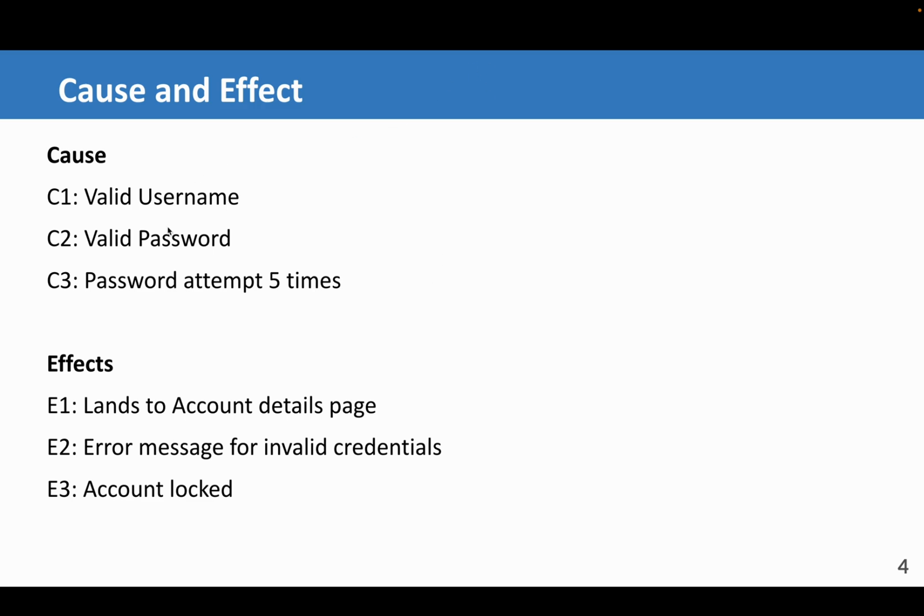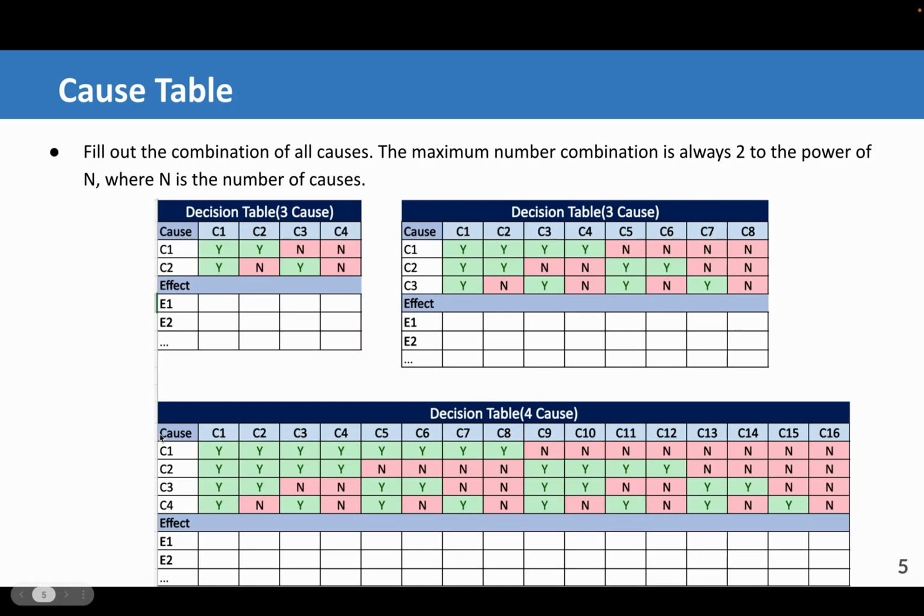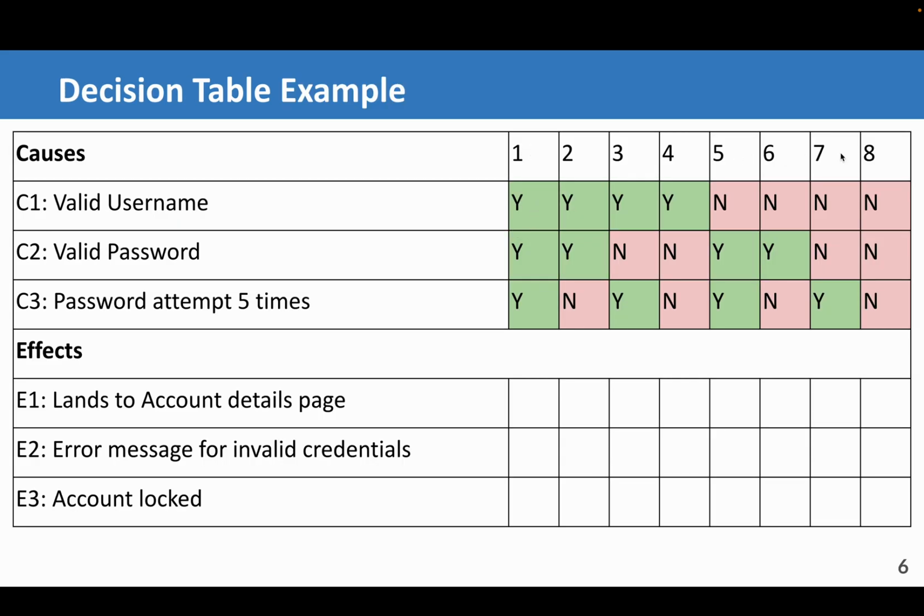Here we have three causes, that is valid username, valid password, and password attempts 5 times, and we have three effects. So our decision table will look like this, a decision table for three causes. And then I have copied the same structure for this. Here we have 8 conditions that we need to test, and the causes are listed in the upper left, and then effects are listed in the lower left corner of the table. So here c1, c2, and c3 indicate 3 causes. We have valid username, valid password, password attempt 5 times.